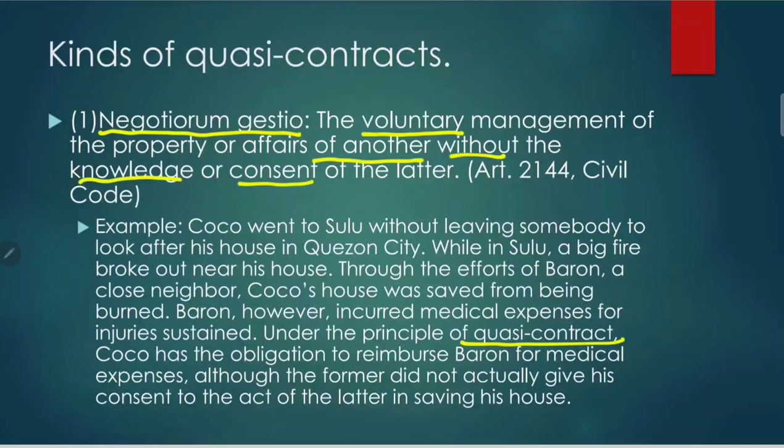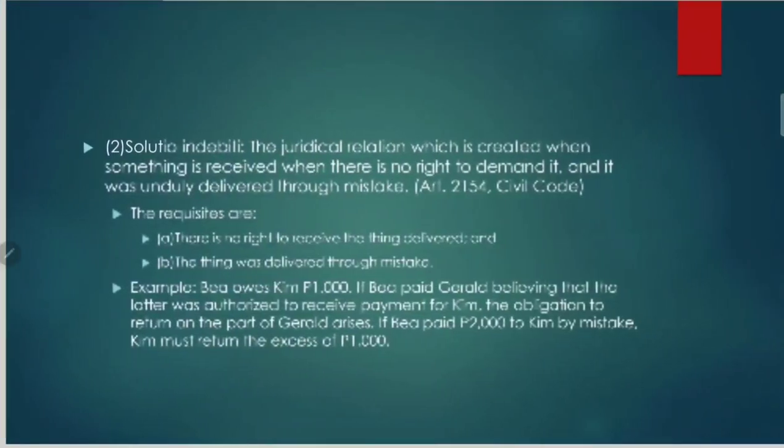So, ayun, yun yung sinasabi nating negotiorum gestio, voluntary management of the property or affairs of another. Voluntary yung ginawa ni Baron nung isinave niya yung property ni Coco without the knowledge or consent of the latter. Without the knowledge or consent of Coco in this case. So, siya ay pasok sa quasi-contract.